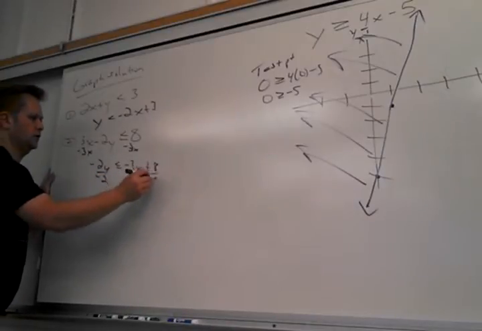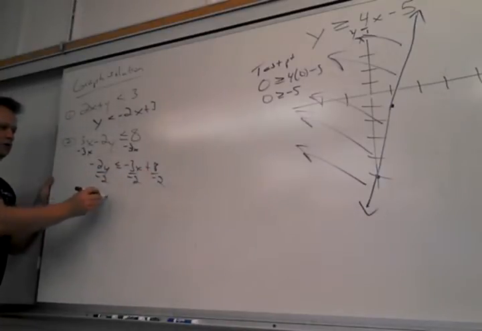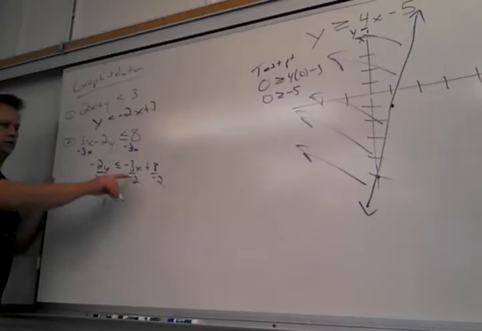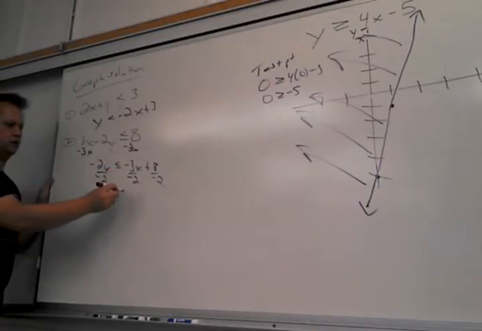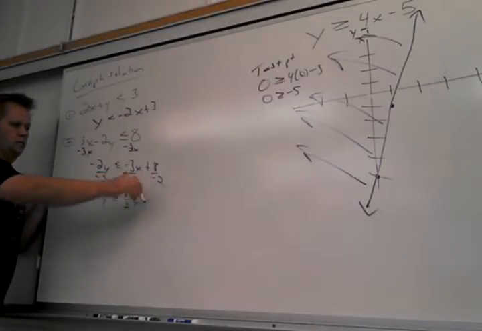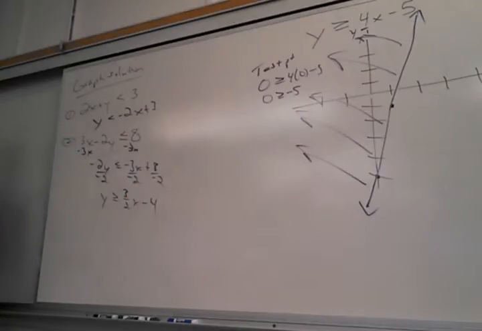Now, several things happen, right? Signs change. The sign here flips. This is positive 3 halves, negative 4. Well, that's a lot happening there.